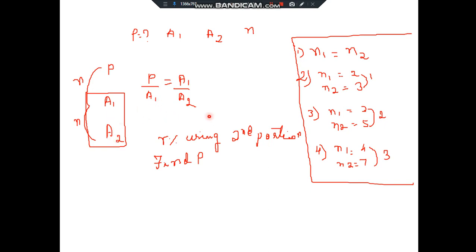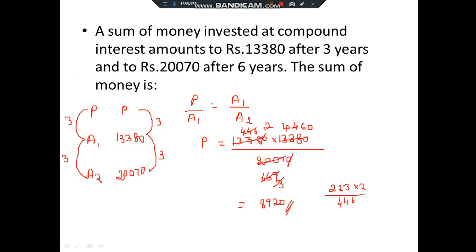Okay, there are other conditions where the number of years changes, like from the first year to the second year there is a gap difference of 1 year. Okay, 2 years, 3 years, if conditions like that come, how we'll use it, we'll see, okay, one by one. Here is the first question, guys. A sum of money invested at compound interest amounts to rupees 13,380 after 3 years and to rupees 20,070 after 6 years. The sum of money is. So we will have to find the principal. They have given two different amounts and the number of years, 3 and 6.